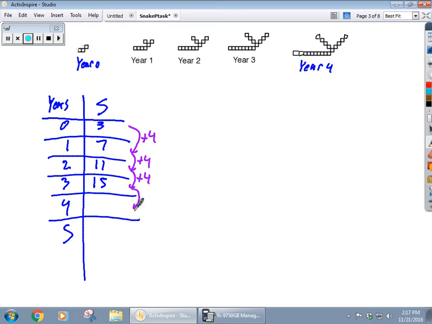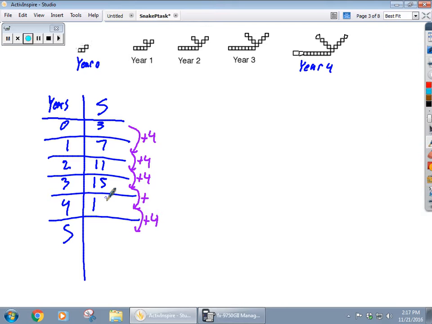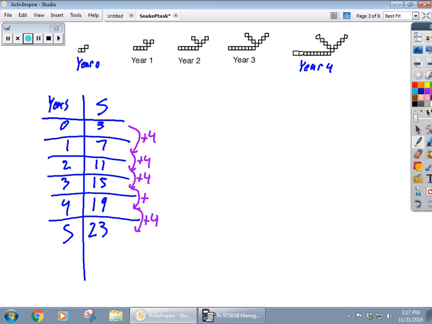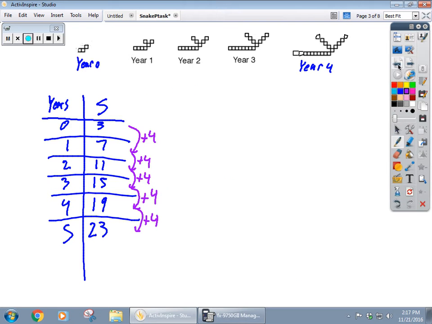So that being said, we could definitely easily figure out figure 4 and figure 5 to be 19, and then of course 23. Okay? So like we said before, this would be a constant rate of change because it's increasing by the same amount of slithers each time. Sorry, let me get that 4 in there. Okay? So that kind of answers our first question.